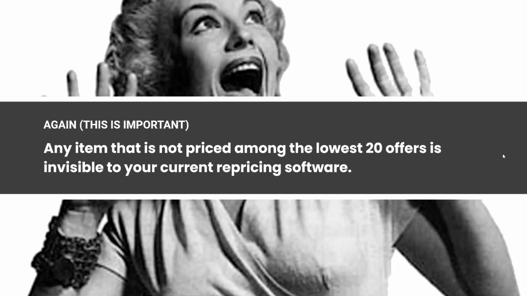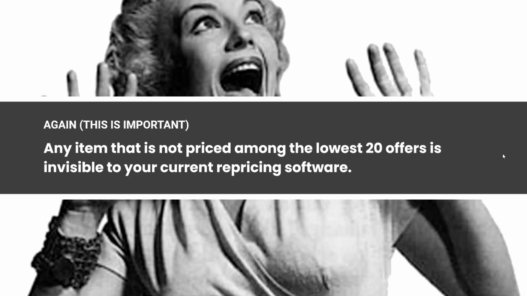The FBA blind spot is basically this. Any item that is not priced in the lowest 20 offers, in other words, you get an item for $1, $2, $3, the lowest 20 is invisible to your current, not just scanning apps, but it says we're pricing software on the screen here, but also your scanning app and any third-party software. Absolutely crucial that you understand this because most sellers don't even know this blind spot exists.